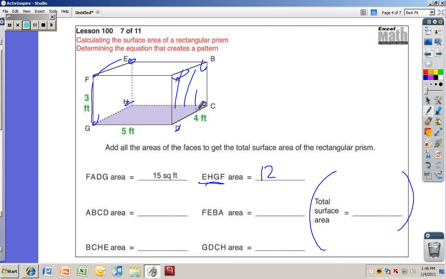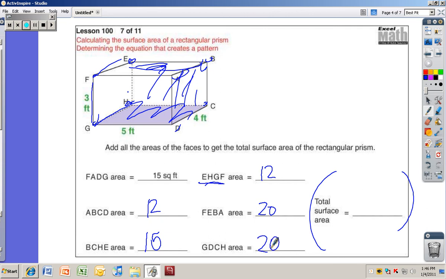ABCD. What's that one going to be? 12 also, right? FIBA. 20. FIBA was, the top is 20. BCHE, the back. 15, good memory, okay. And then GDCH, the bottom, is 20.